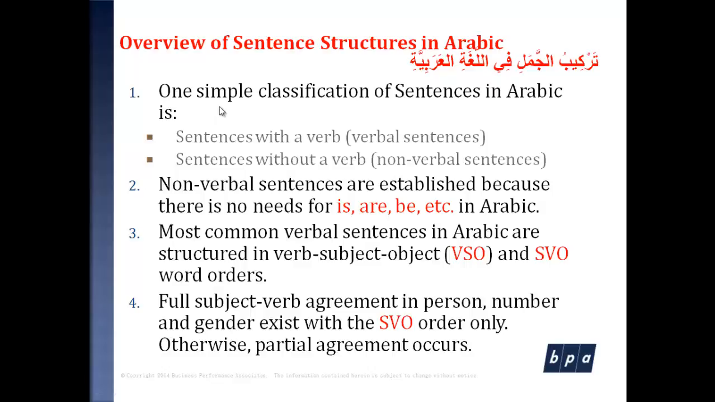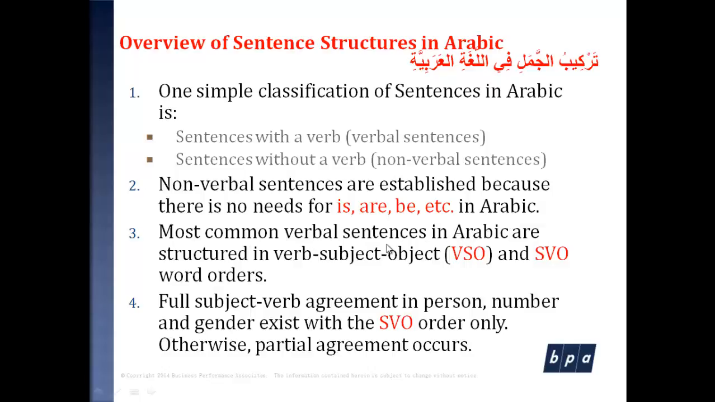One simple classification of sentences or structures of sentences in Arabic is sentences with a verb, that's verbal sentences, and sentences without a verb, and those are non-verbal sentences. You may find other classifications in other references, but this is a simple classification that we will maintain in this course. Non-verbal sentences are established because there is no need for is, are, be, etc. in Arabic, which is a major difference with the English language.